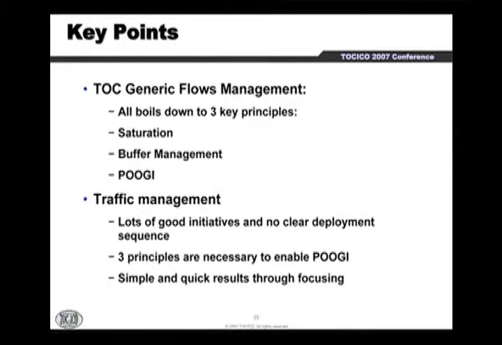It's not that they don't have problems with congestion. They have a lot of problems, but they keep trying different things every day, and they don't settle, they don't finish the implementations, because they cannot bridge between the concept of saturation and improvement, because they don't have the concept of buffer, and they don't know how to concentrate their efforts in a systematic way. And the three principles are necessary to enable PUGI. You cannot do that without clearing up the system, without making good statistics with buffer management, and then guiding your initiatives. And it allows simple and quick results through focusing, because you clean up the system and you know what's preventing you from bettering it in the future.